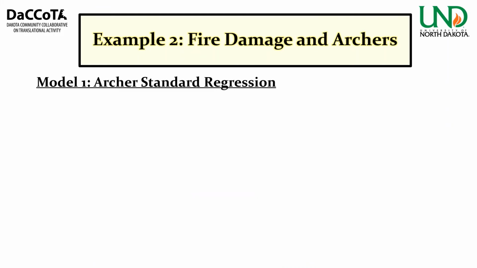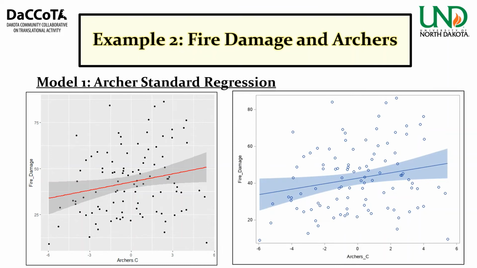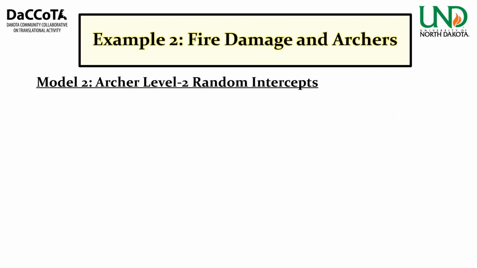These graphs suggest that as the number of archers increases, fire damage also increases. But we thought maybe more archers should fend off more dragons and reduce fire damage. So can this relationship really be true? Well, let's get out our crossbows and move up to level 2 to see if random intercepts will help us out.